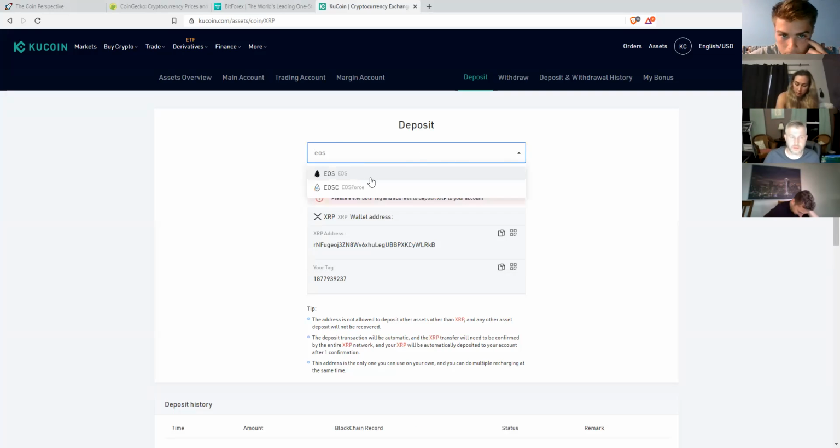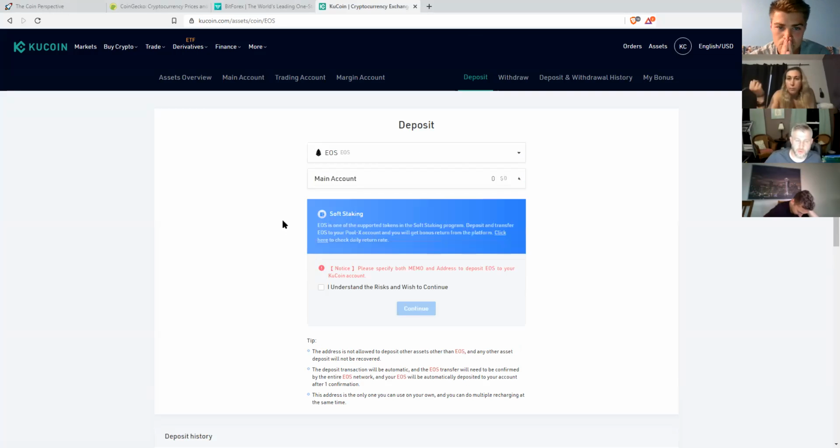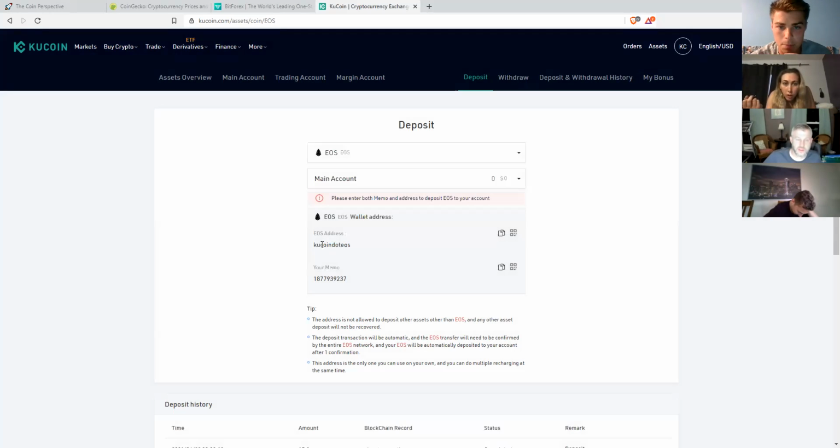But for example, if you look up EOS, this is what I've sent here before. I've never sent XRP before. So it says KuCoin.eos, and then your memo is this. So you need both of these to send this. Most coins don't have this, but you need both of these to send some. You have your EOS address, your wallet address, and then you have your memo. This is what sends it to KuCoin. And this memo is what sends it to you once it gets to KuCoin.